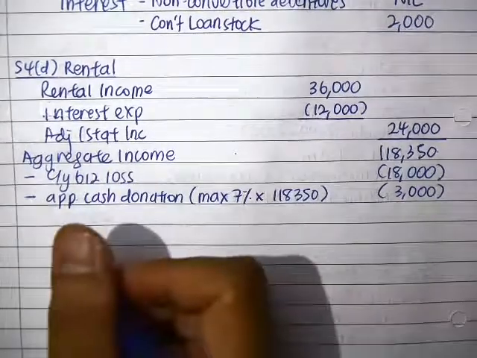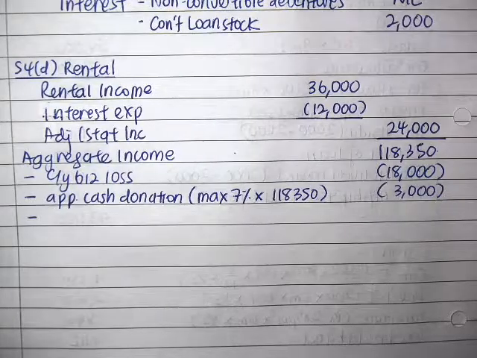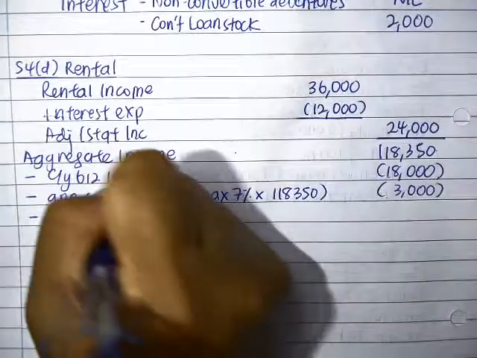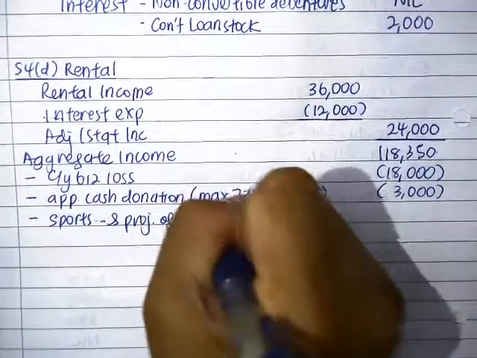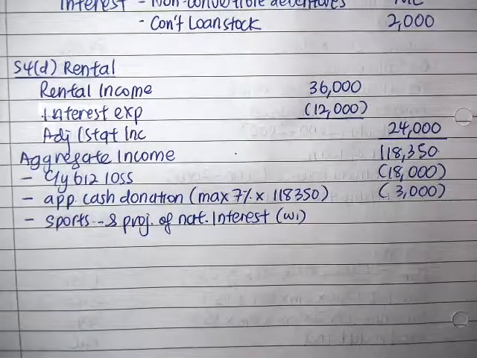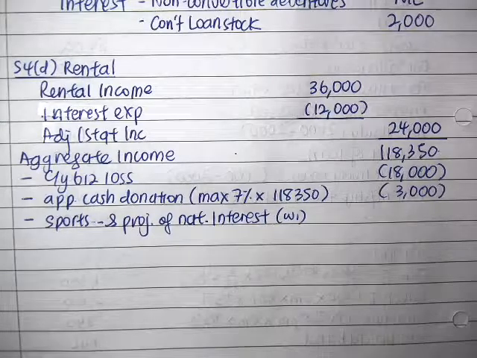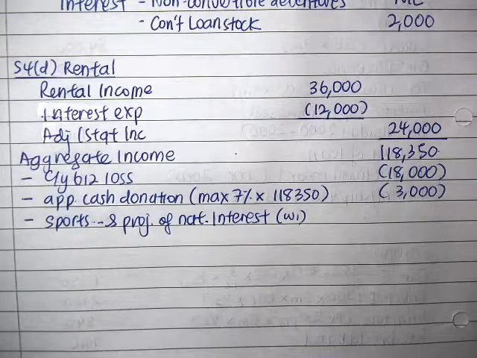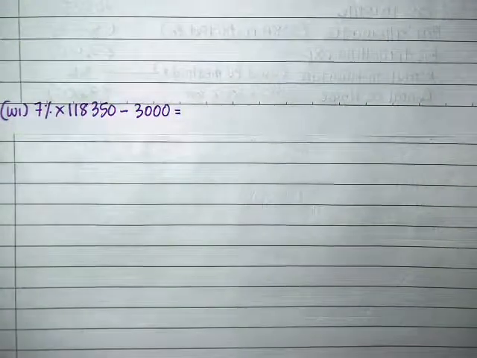Alright, now then you have your sports and project of national interest. Now you can do it together, okay? The sports and project of national interest. So we need a working. Right, don't mind, I show you the working present, okay? We're gonna take 7% of 118,350 minus the cash donation to approved institution, which is the 3,000.